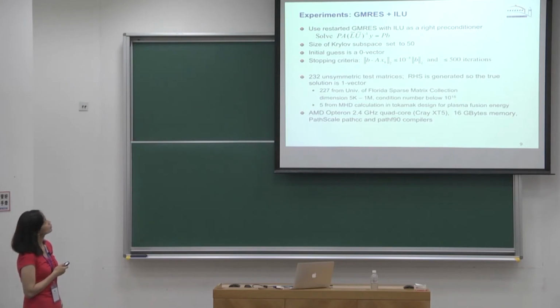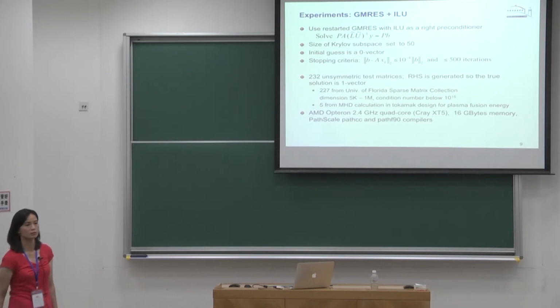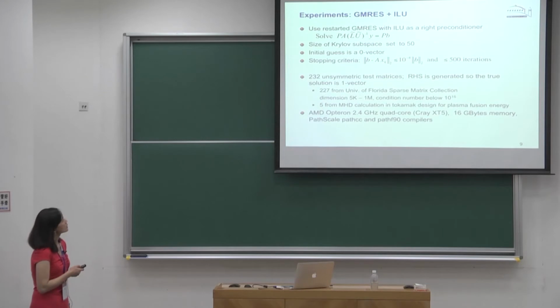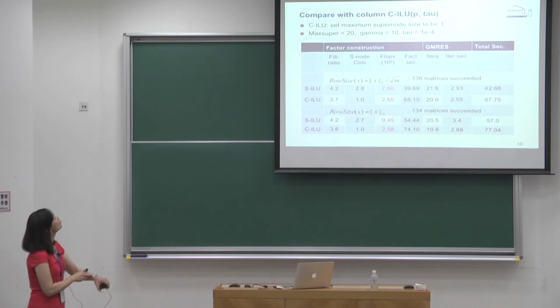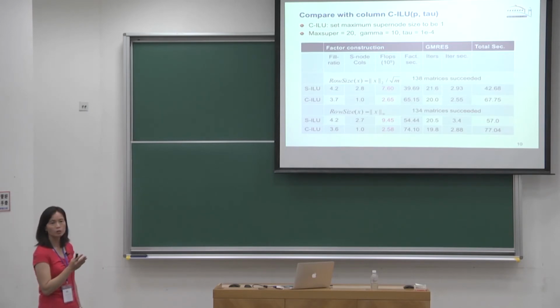50. And the initial guess is the 0 vector, and the stopping criteria is the initial residual reduced by a factor of 8 orders of magnitude, and no more than 500 iterations. So if it's more than 500, we stop. We'll claim that this failed. And then it's run on one of the machines, which is an earlier machine. So we'll take a look at the examples, the result of several modifications we have made.